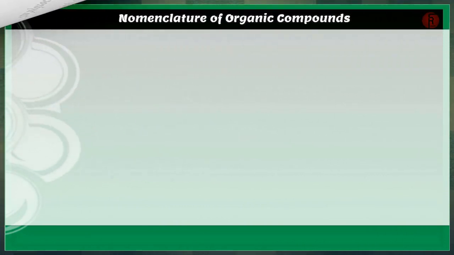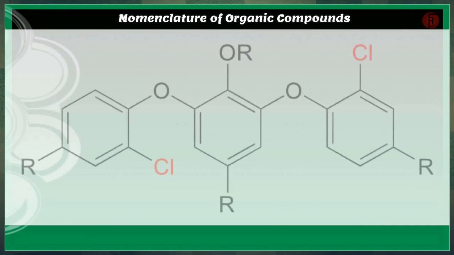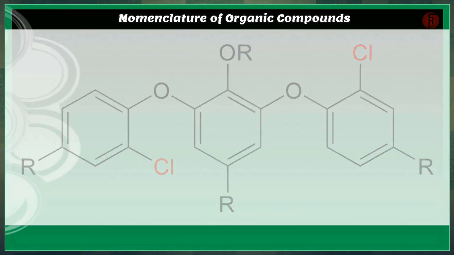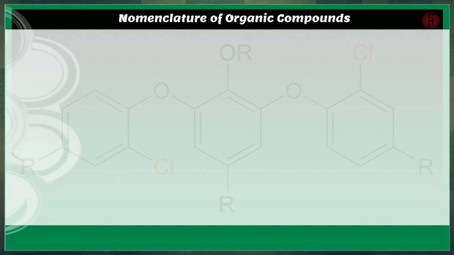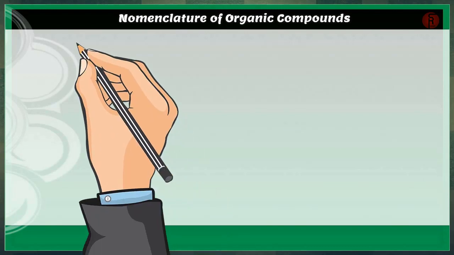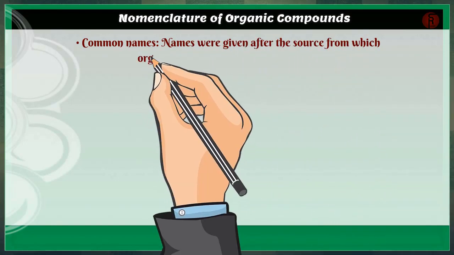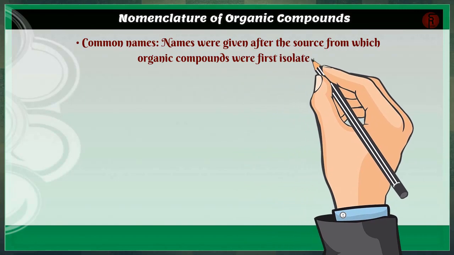Nomenclature of organic compounds. Nomenclature is the process of naming a particular group of things in a certain pattern. There are a number of carbon compounds due to the versatile nature of carbon. The problem was how to name all of them. Certain ways were developed to name carbon compounds. There are two types of nomenclature of organic compounds. First one is the common name. The names are given after the source from which organic compounds were first isolated.